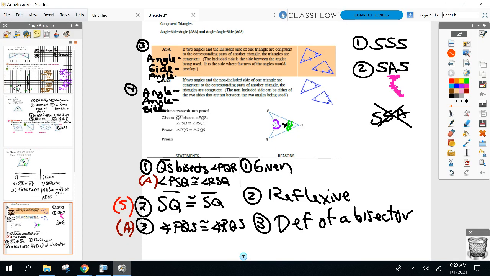George, in between or not? Yeah, it is. So which method are we using? ASA. Yep, angle, side, angle to say the triangles are congruent. Not bad on that one. Before we get to this one?